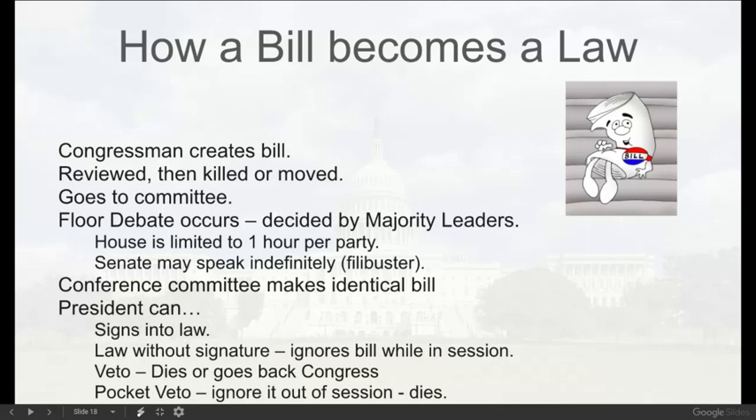It is then reviewed, killed, or moved to committee. So there's an actual committee that just assigns the bills to the various committees that they're supposed to go to. So it goes to whatever committee it is assigned to, and then of course the process I just mentioned, the chairperson can do this or that. So the committee holds hearings about the bill and takes a vote.